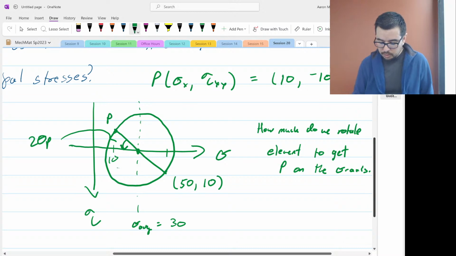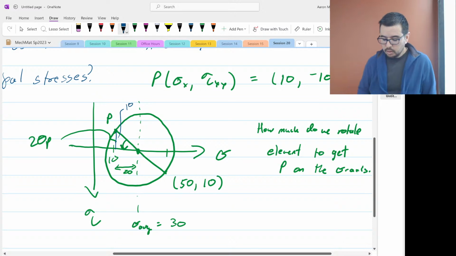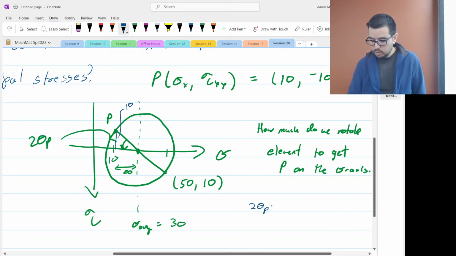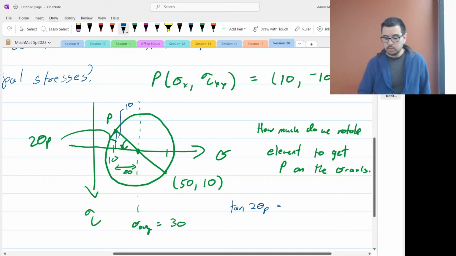So then this length right here is going to be 20. And this length right here, we already know, when I say this, you can't tell. The vertical length is already given as 10. So this angle, this 2 theta p, you can look at it different ways, but tangent of 2 theta p is going to be equal to 10 over 20.